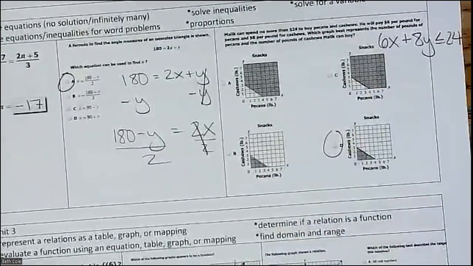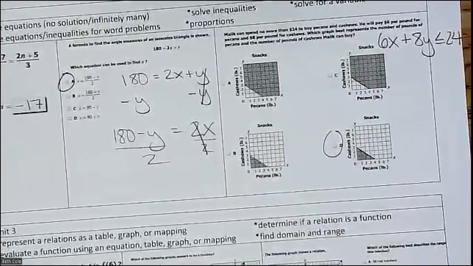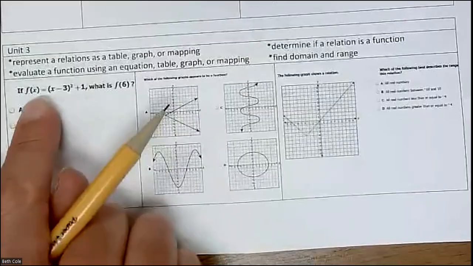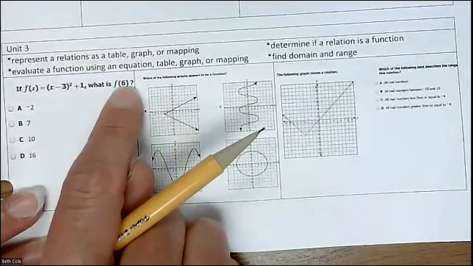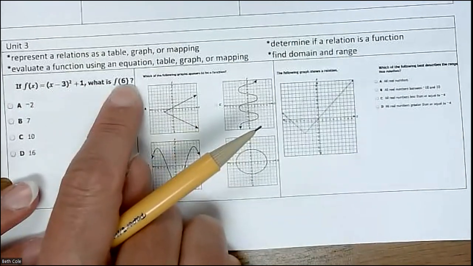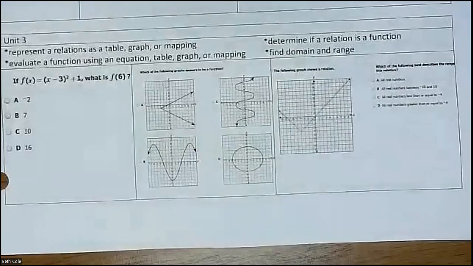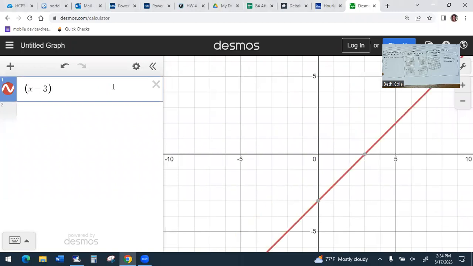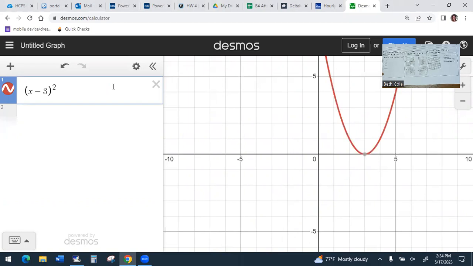Unit 3 was functions. Is it a function? Is it not a function? Putting things in a table, finding domain and range. This one, you're given this function. It wants you to plug in 6. Are you seeing that? Okay, I'm going to come over to the calculator and I'm going to type it in. All right, what was the function? X minus 3 squared and then plus 1.